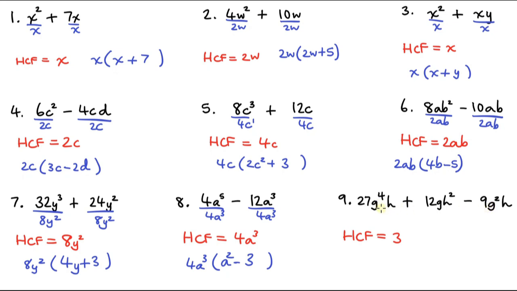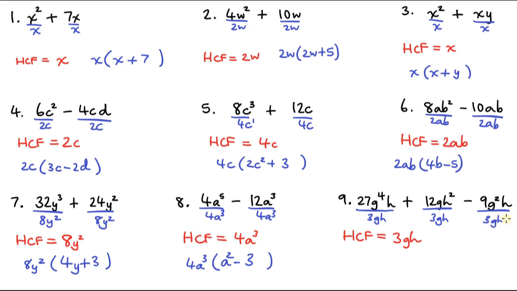Now let's think about the g terms. We've got g to the power 4, g, and g squared. So it's always the lowest degree term, and that is just g. So we can only factor out a g. And then the h's, we've got h, h squared, and h. So again, we can only factor out an h. So our highest common factor is 3gh. So I'm going to divide every term by 3gh.